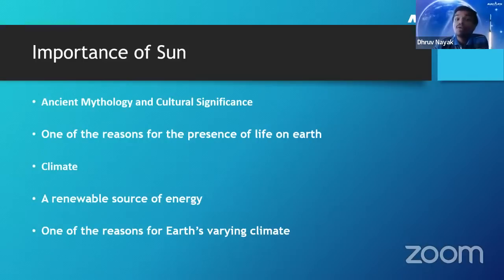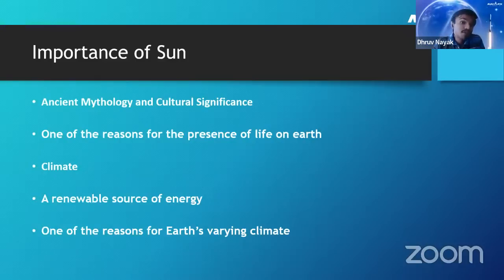Next, I mentioned one of the reasons for the presence of life on Earth. My dear students, there is something called the Goldilocks zone. It is the part where a planet is not very close to the sun, nor very far away from it, but at a medium distance. Earth exactly lies in the Goldilocks zone. Imagine a planet like Mercury, the first planet, super close to the sun. It will not harbor life. In the same way, if you go to Pluto, you're not going to find life there. It is super, super cold, and hardly any sunlight reaches there. Earth is in such a place where you have an adequate amount of sunlight and everything proper, as a result of which life can sustain here.